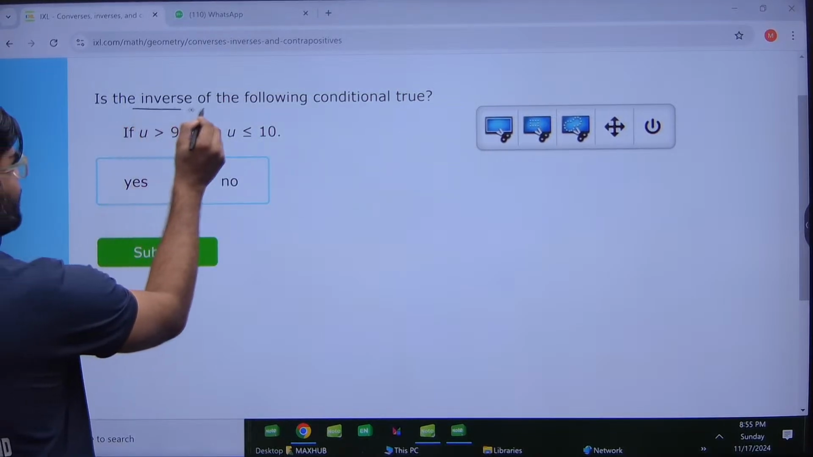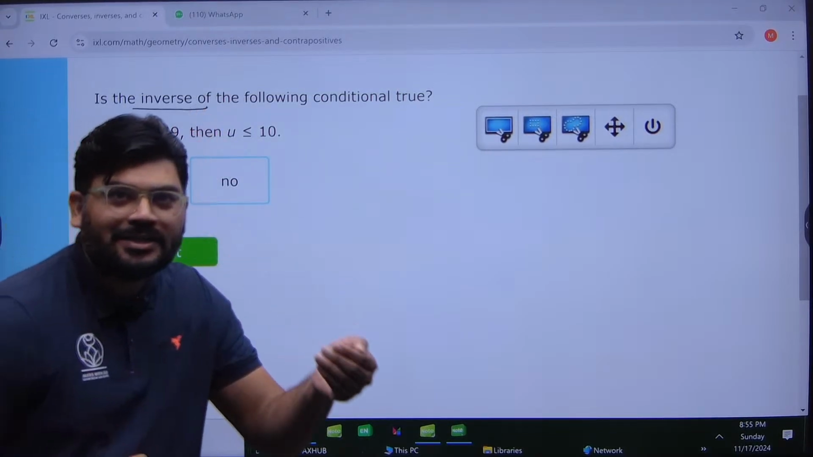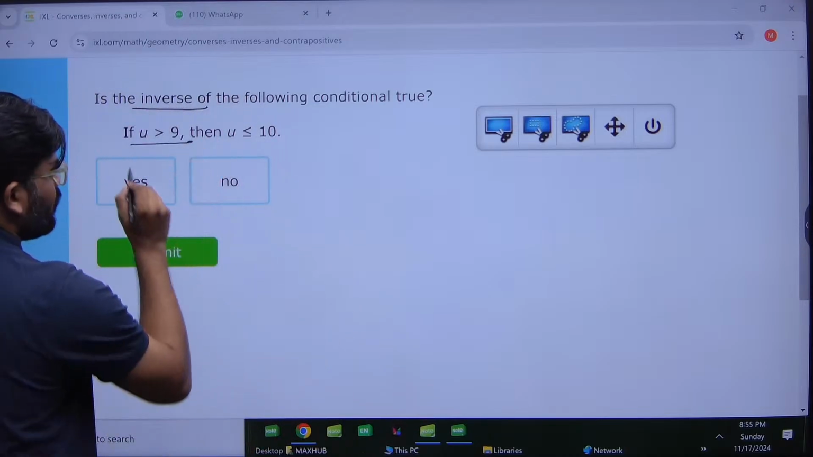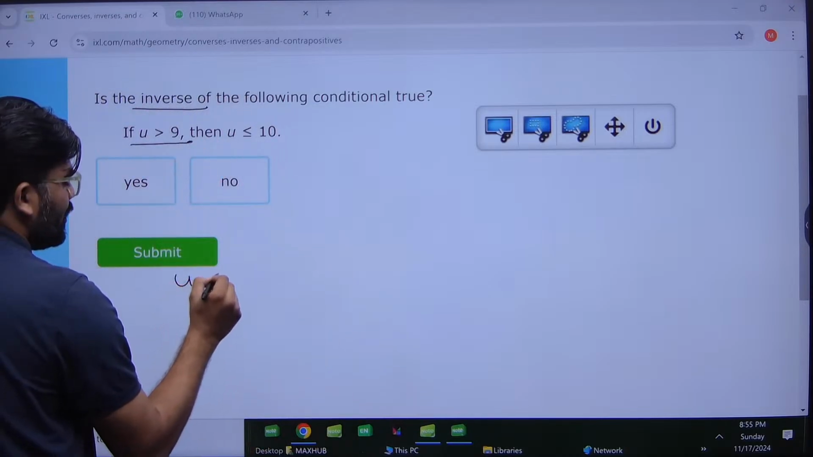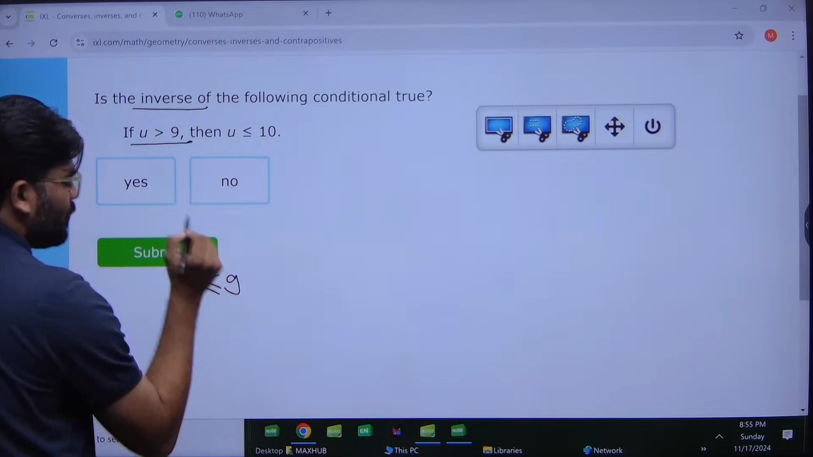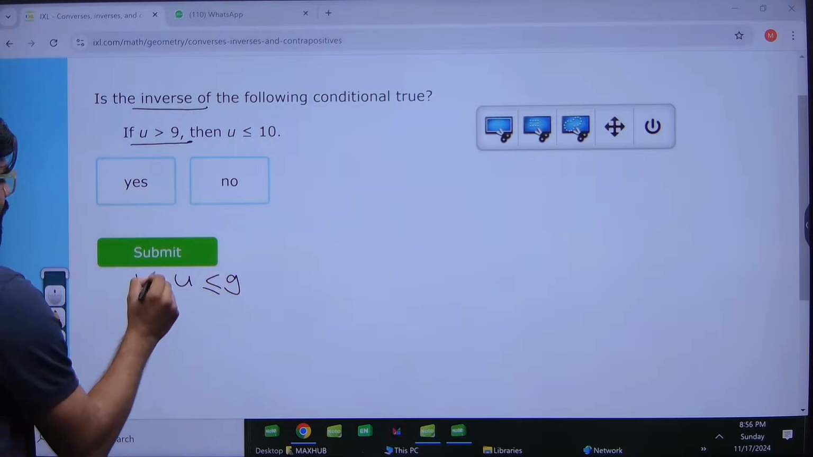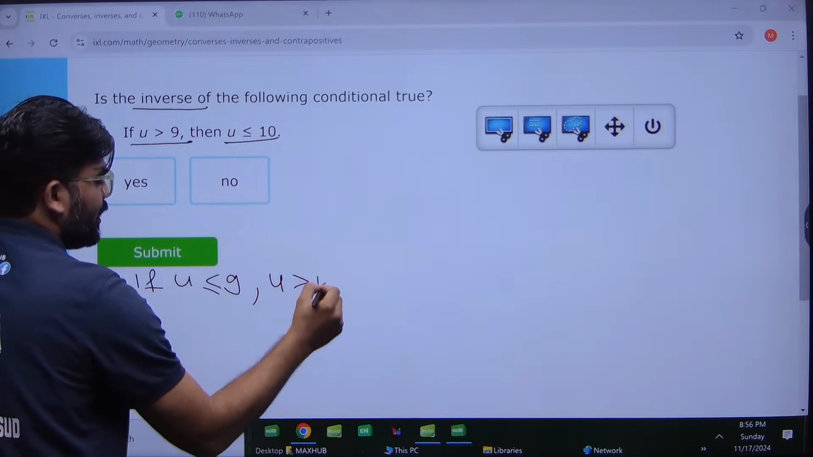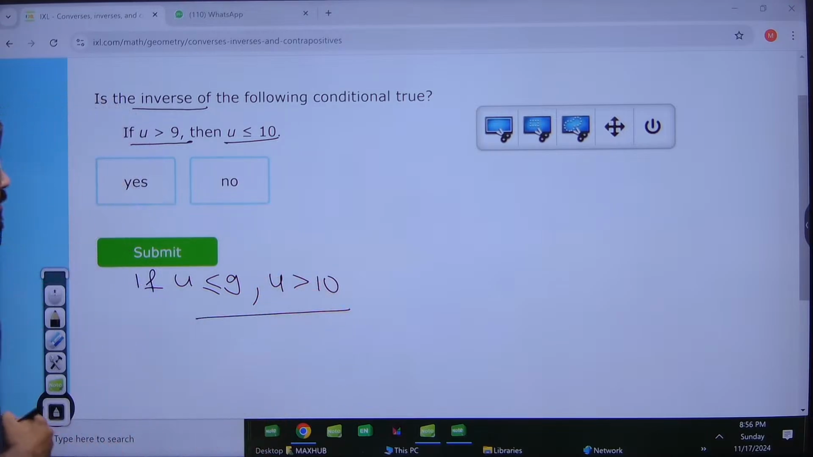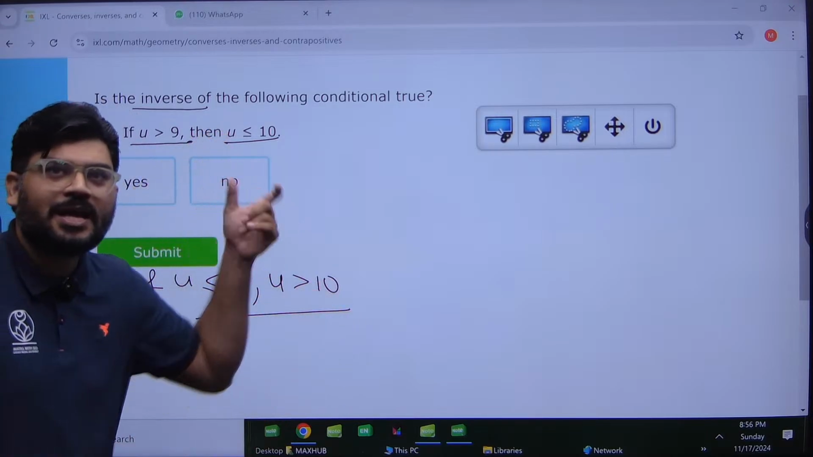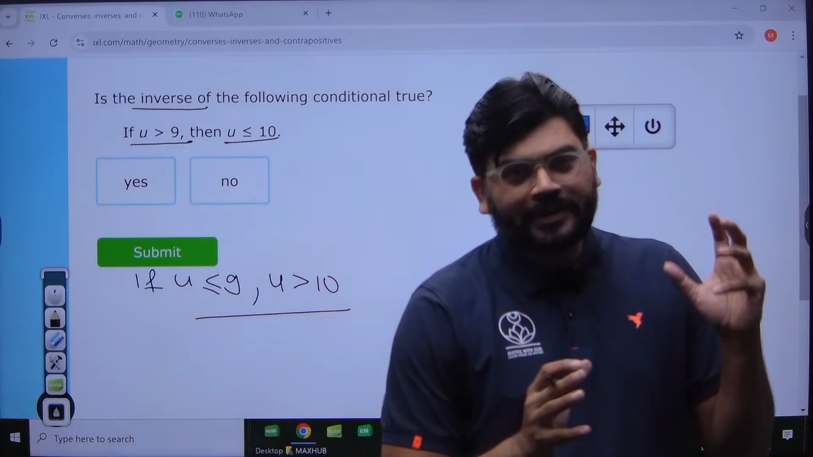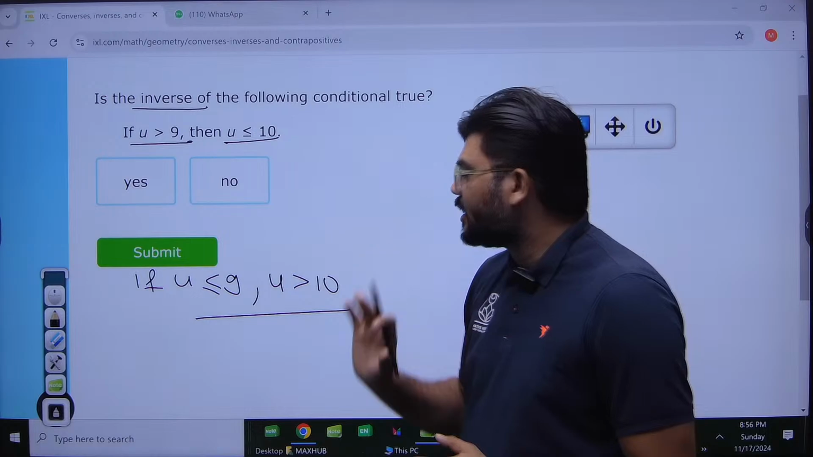Now again, inverse. Inverse means you have to negate the statement. Negation means you have to say the other part of it. So if u is greater than 9, negation means u is less than or equal to 9. What is the negation of this? U is greater than 10. Negation means the other side. It's covering the whole environment, the empty space. The empty space is u is greater than 10.